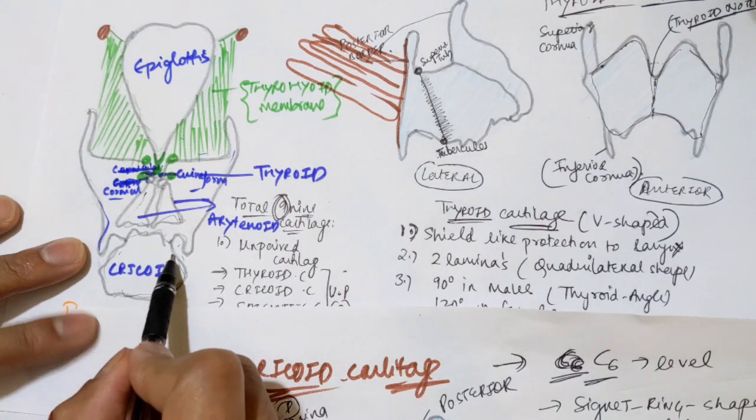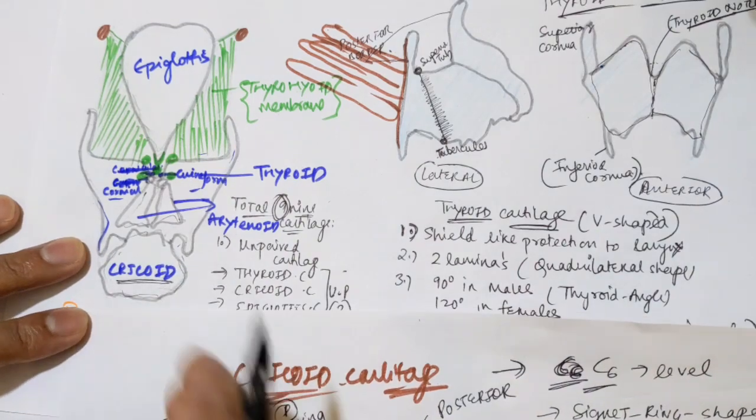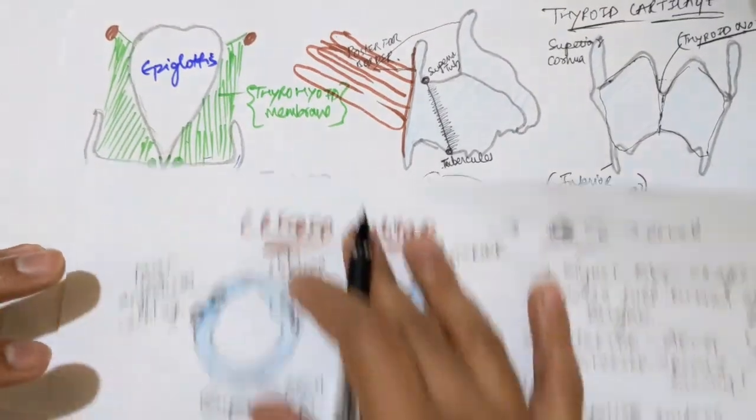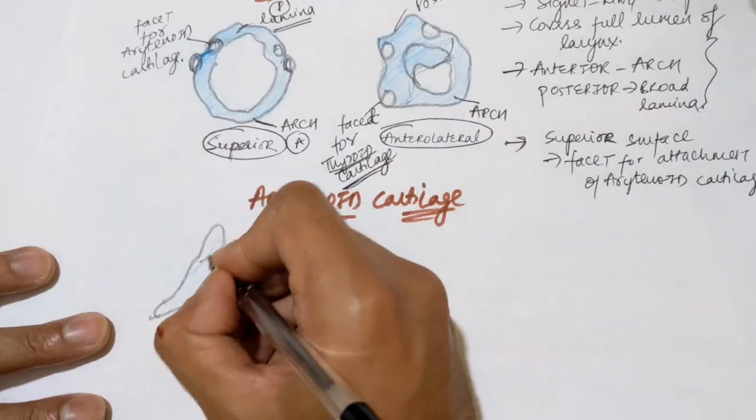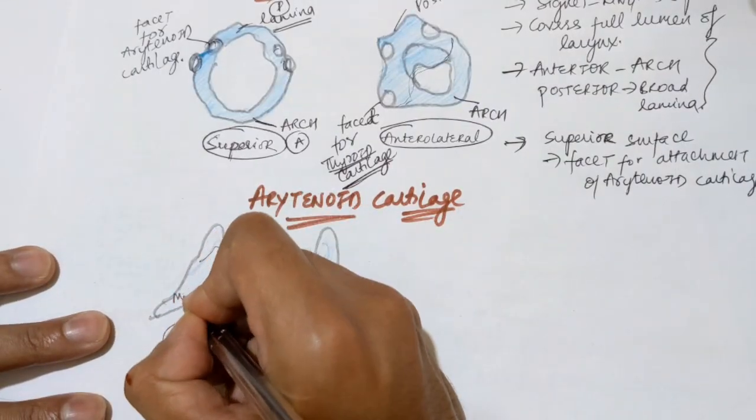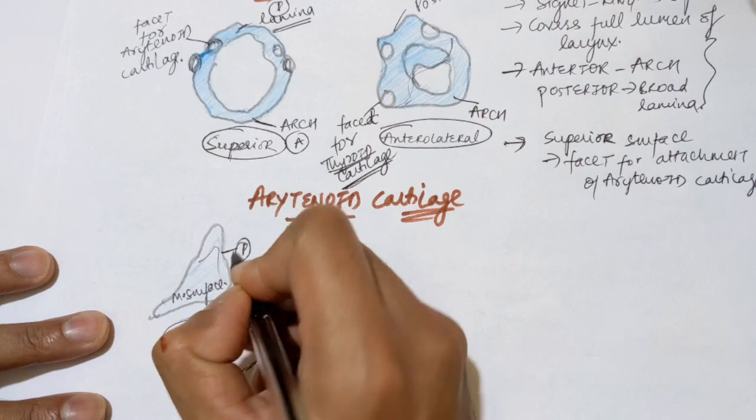This is actually the posterior surface. The lamina is broad on the posterior surface in the case of cricoid, I have told you, but this is your arytenoid cartilage. So on the medial side, this is the posterior surface. This is the medial surface.